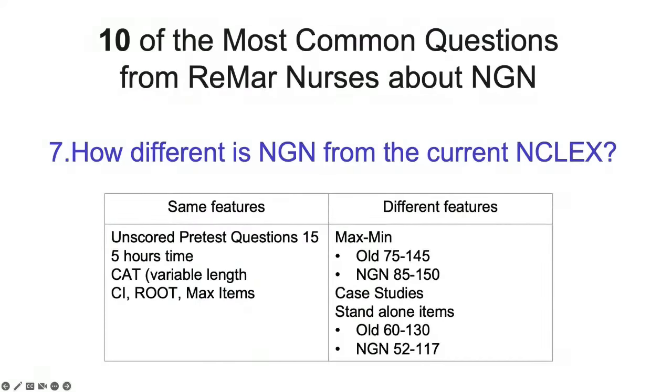Computer adaptive testing, variable length, that is going to be the same as what we have here. Everybody's test is going to be based on their ability. Everybody's test is going to be a variable length. Some people may have 85 questions. Some people may have 150 questions. You got to be prepared for both. I mean, the ideal situation is that you go in there, 85 questions, and you're out, and you passed it. But there are also those who will go in there, 85 questions, and they may struggle. They may not be so comfortable. So I want you guys to be comfortable.